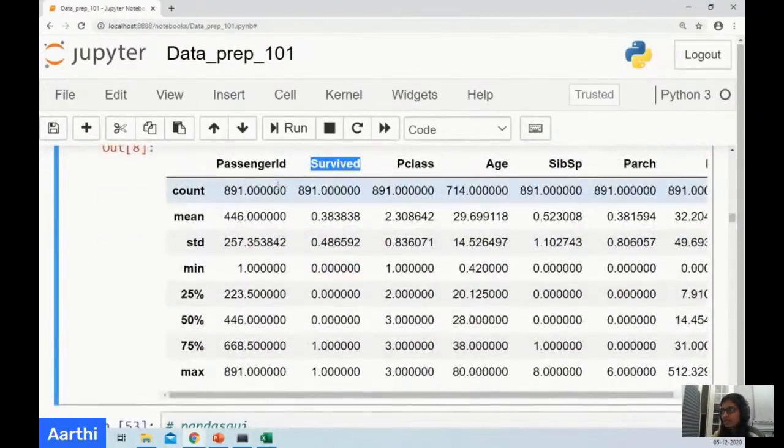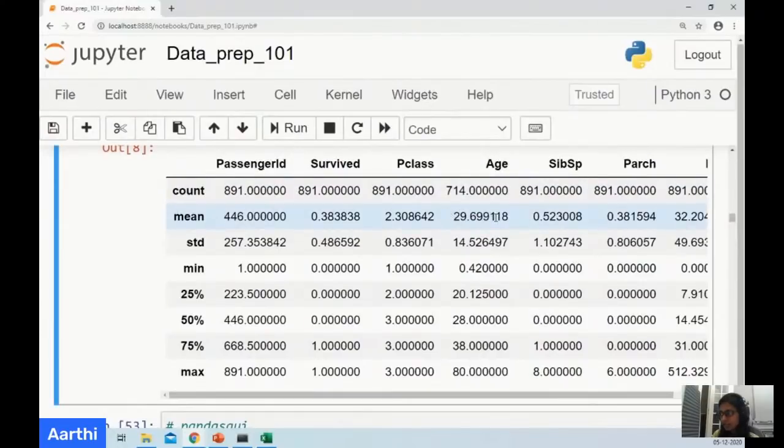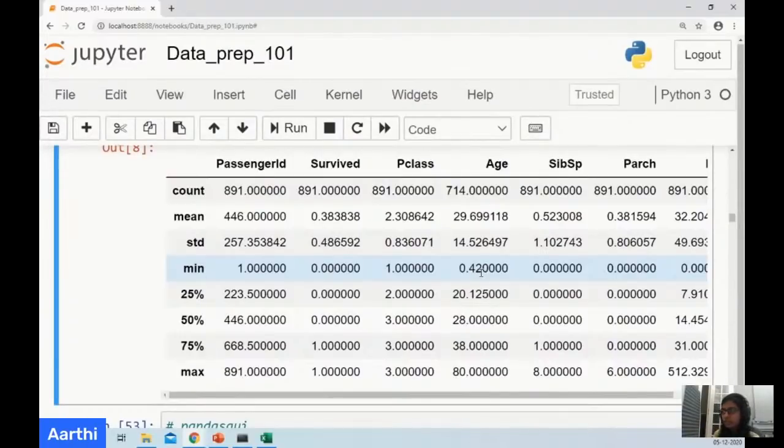That's why I said passenger ID, survived, and P class. Please do not look at these values because these would have been categorical. But look at the age. The average age of people who were there is 29.6, the maximum age is 80, and the minimum is 0.42. 0.42 means a month-old baby that was on the ship. And then similarly, number of siblings, number of parents.